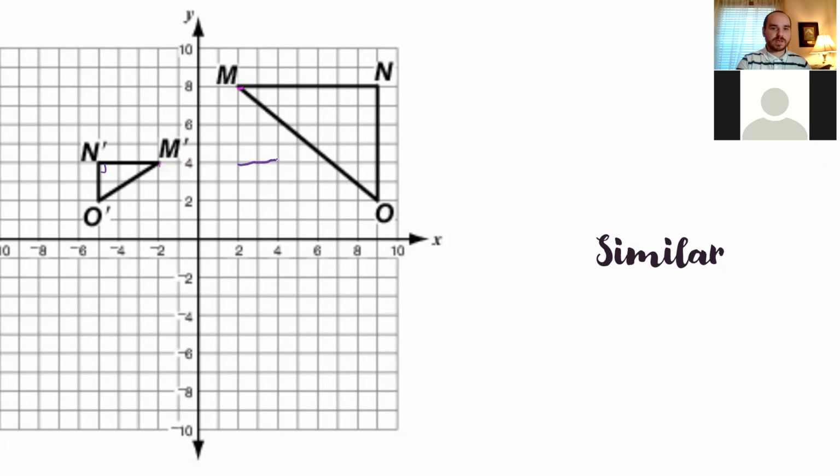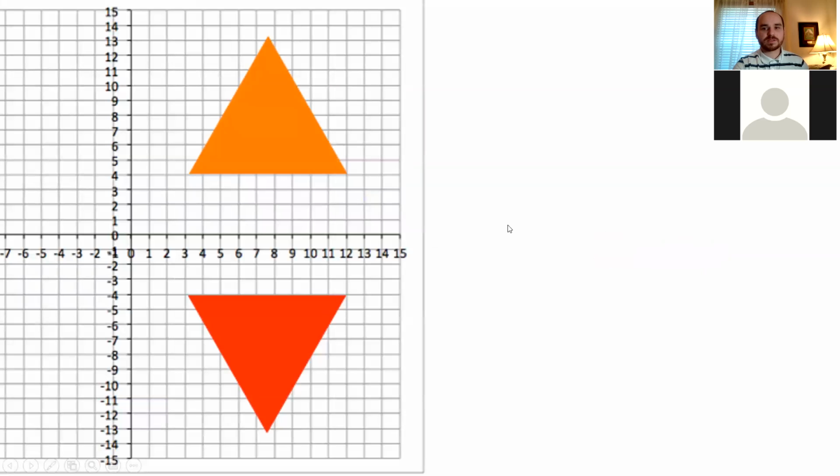So the flipped version would have been, I think, like this. It goes down 2. And then it got dilated as well. So this had 2 different transformations happening to it.